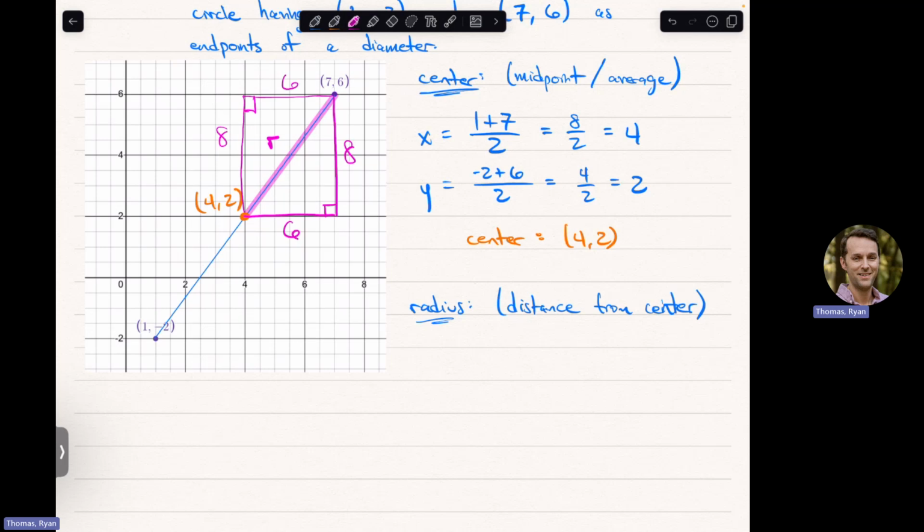Counting up and over means that I'm defining a right triangle. So looking at either of these two triangles I've just drawn, we'll just stick with one of them, what I know is the Pythagorean theorem. It says that the sum of the squares of the sides is equal to the square of the hypotenuse. So in our case, 6 squared plus 8 squared equals r squared. 6 squared is 36.